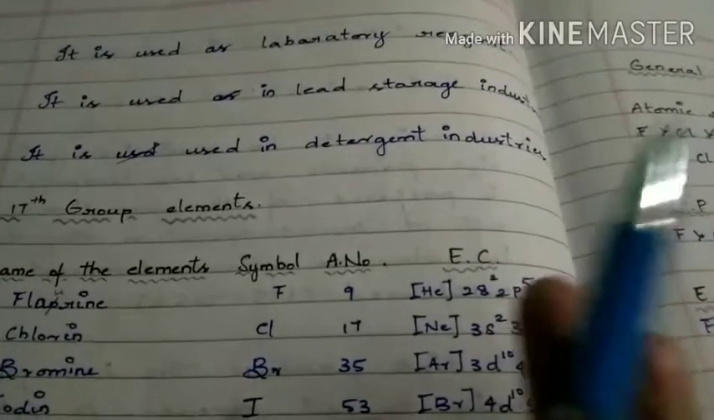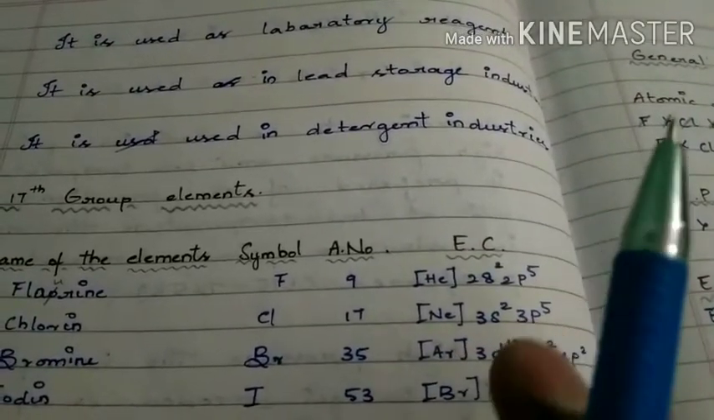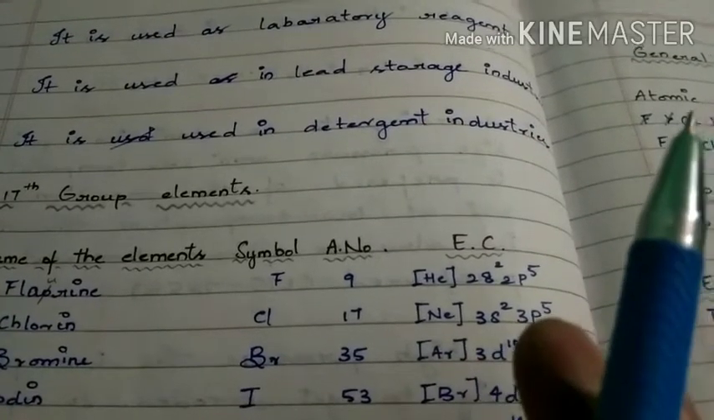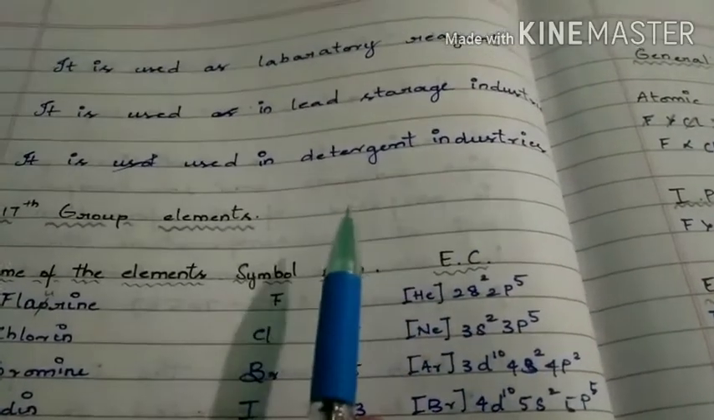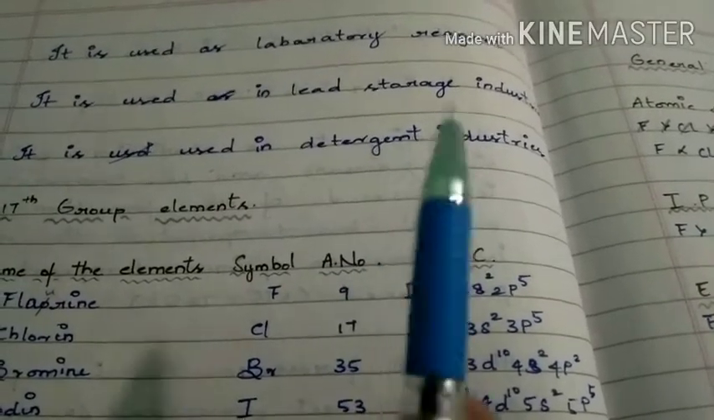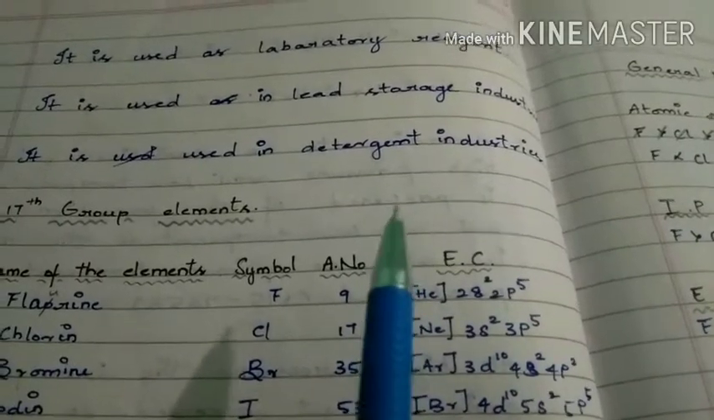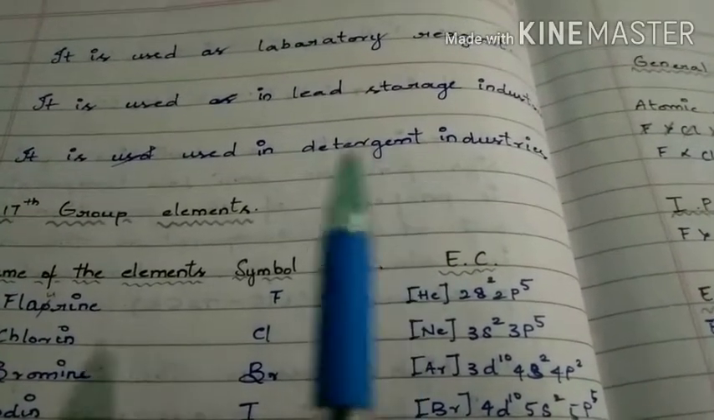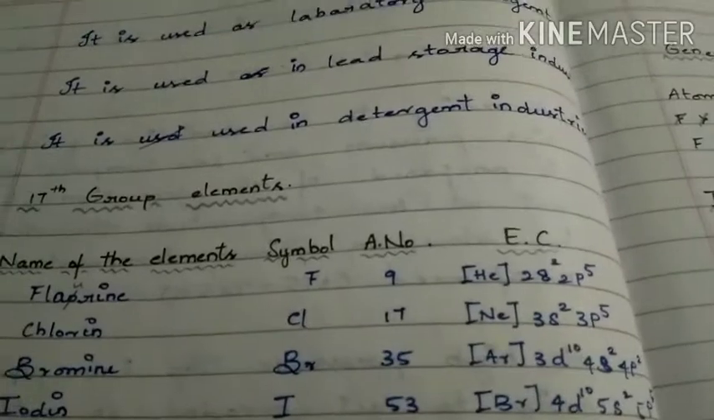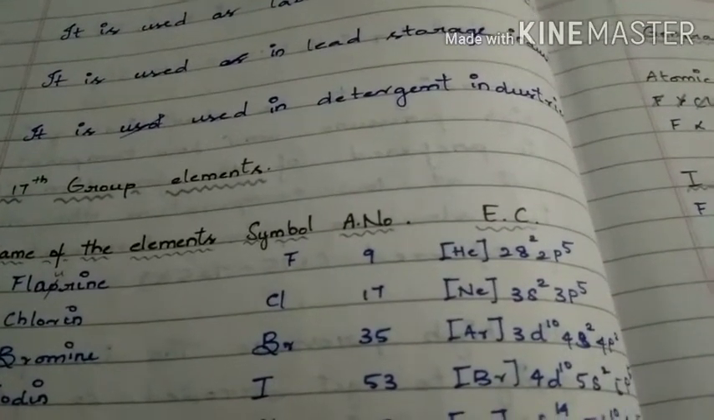In this chapter you have to learn oxygen preparation and properties, ozone preparation and properties, SO2 preparation and properties, and H2SO4 properties. Next, the hydrides and oxides orders, boiling point order, and melting point order are very important. So this is all about the 16th group elements. In the next video we will discuss the 17th group elements.